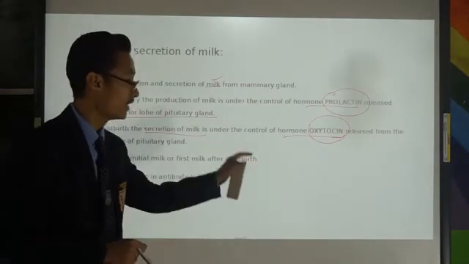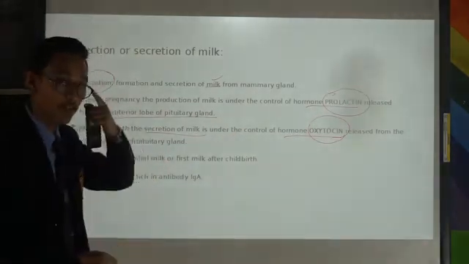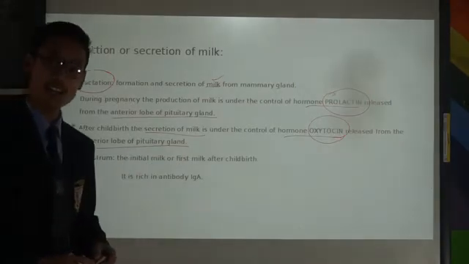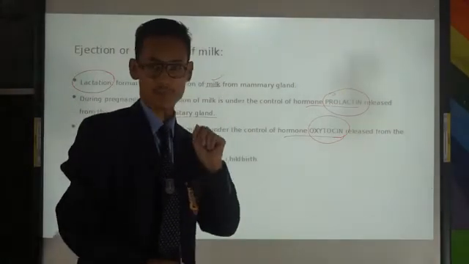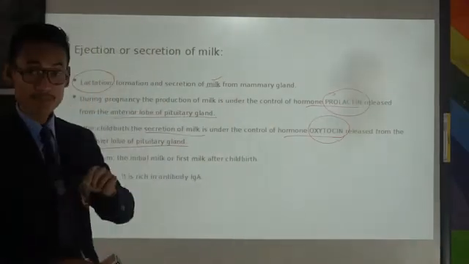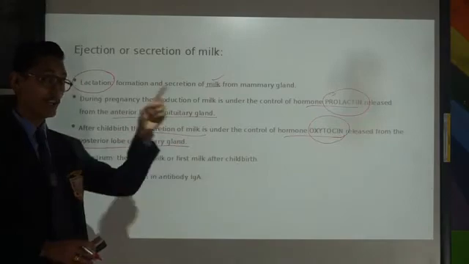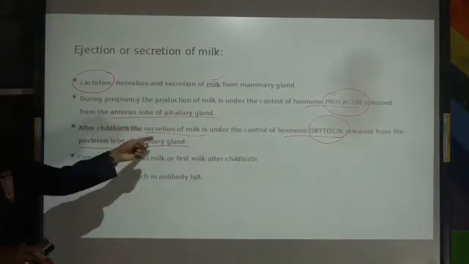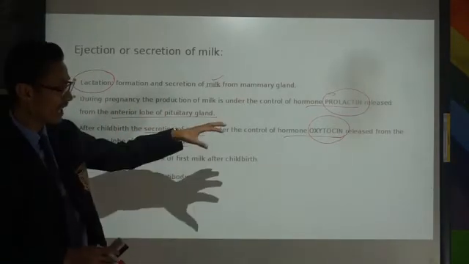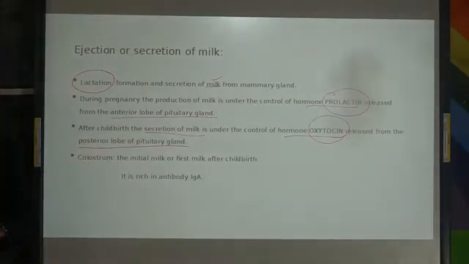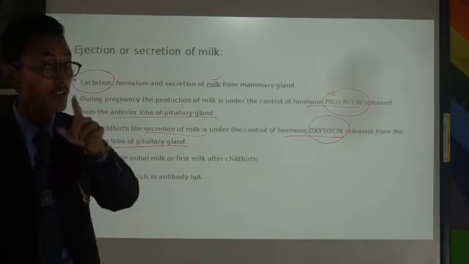Oxytocin. And this oxytocin is released from the posterior lobe of pituitary gland. So there are two hormones over here. Remember, one is prolactin and the second one is oxytocin. The prolactin is released from the anterior lobe of pituitary gland, and oxytocin is released from the posterior lobe of pituitary gland. Hope it is clear for you.